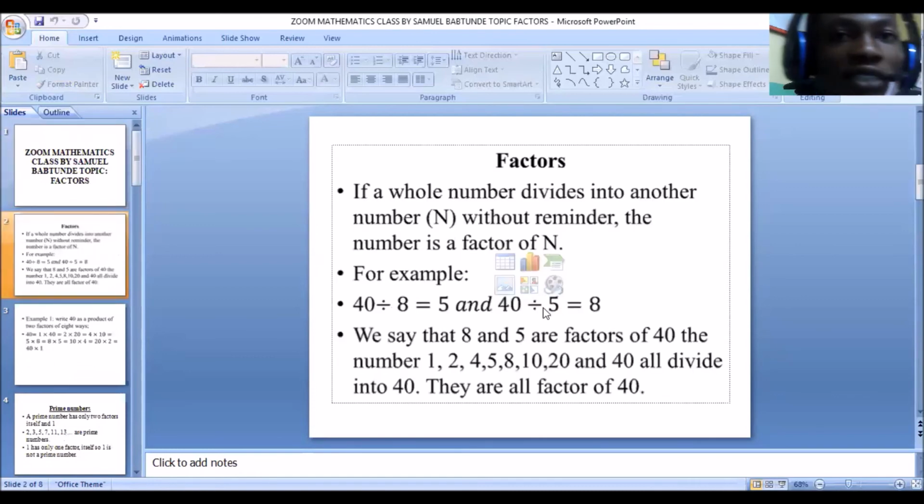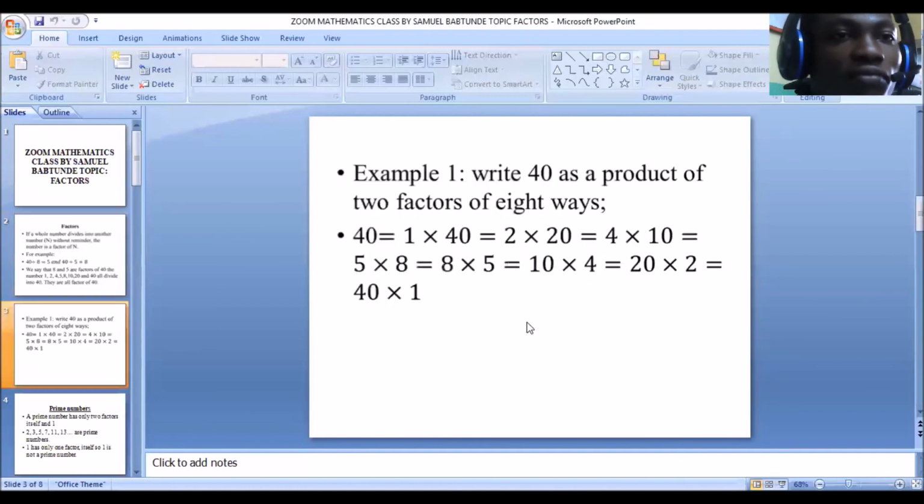I said we talk about factors, and I say factors of a number are the numbers that can divide into this number without a remainder. And I gave an example. I say 40. That 8 can go into 40 5 times, meaning that 8 is a factor of 40. And I say 5 can go into 40 8 times, meaning 5 is a factor of 40.